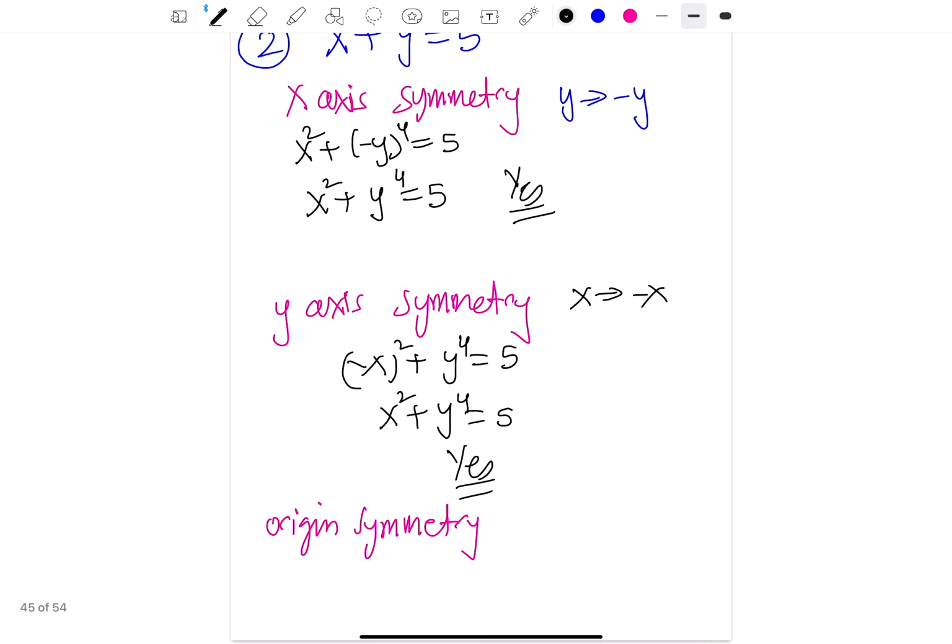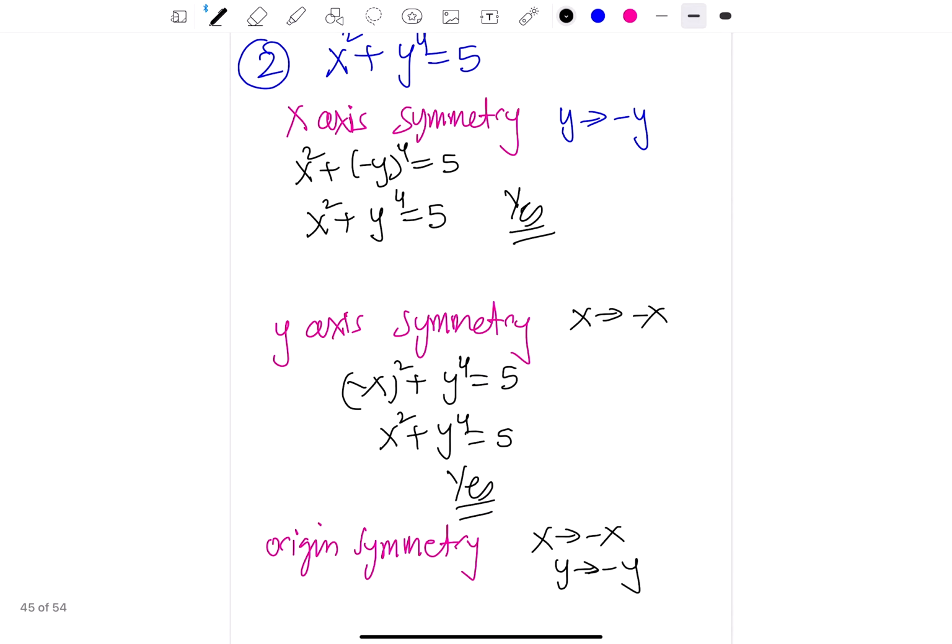Let's check the origin symmetry. For origin symmetry, we replace x by negative x, y by negative y. And if that doesn't change my equation, then we have origin symmetry. Since we have x-axis symmetry and y-axis symmetry, that means we have origin symmetry. So x squared plus y to the fourth equals 5 does not change. That means we do have origin symmetry as well.